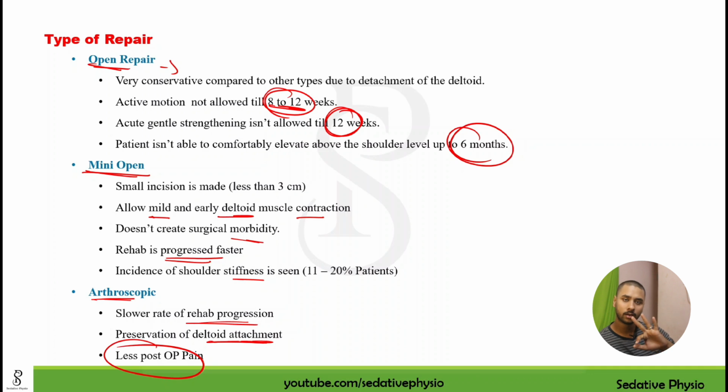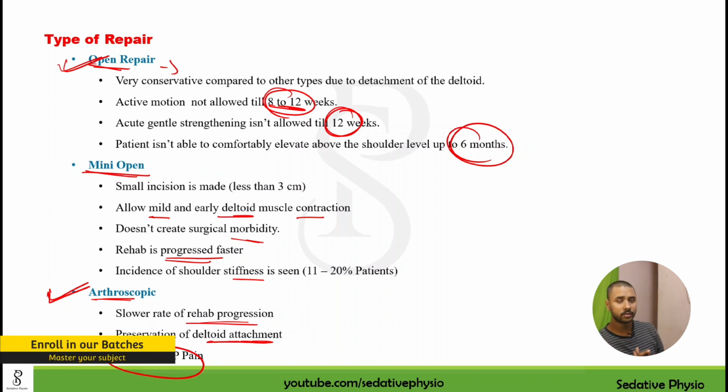Okay, so these are the three methods of repair, but among these three methods, arthroscopic repair is very trendy nowadays. Most of the surgeons prefer the arthroscopic type of repair. But if there is a deltoid detachment, in that condition we have only the open repair option. So it will always depend on the type of patient and on the severity of the case, right?